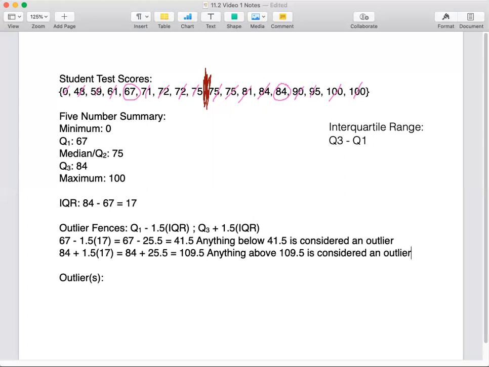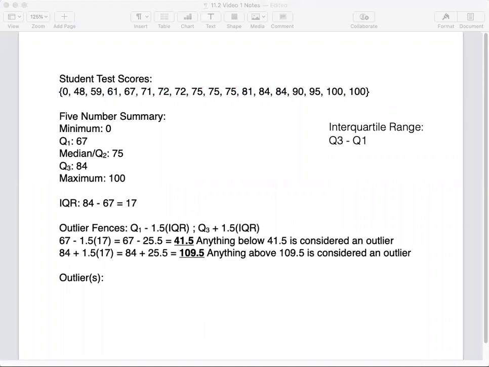All right, so now we have our formulas and we have our upper and lower bounds, those being 41.5 and 109.5. And what we need to do is check to see if any of the values in our original data set fall above or below these given numbers.